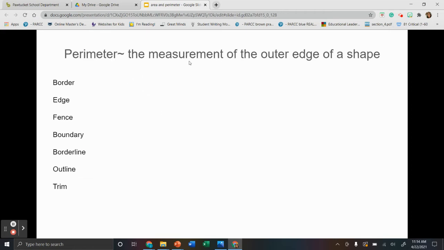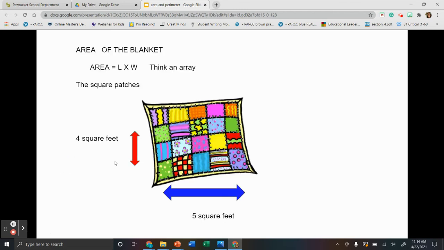Perimeter is the measurement of the outer edge of a shape. So it's the border, the edge. Think of a fence, the boundary. These are your boundary lines. Don't go beyond those boundary lines. The borderline, outline, trim. So if you're seeing these words, they're talking about the perimeter, okay?